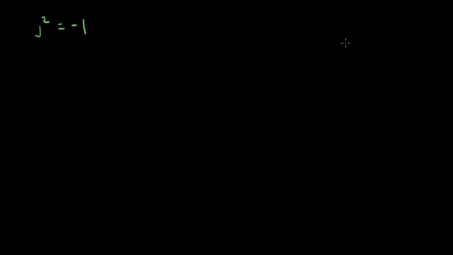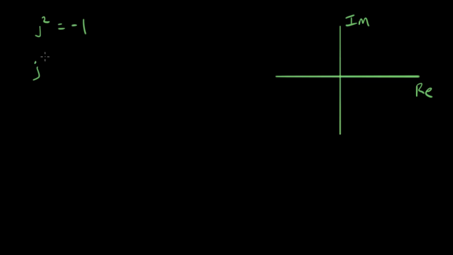And I'm going to plot them on the complex plane. So this is the real axis, and this is the imaginary axis. So I'm going to take powers of j. The first one is j to the 0. And anything to the 0 is 1. So j to the 0 is 1. If we plot that, here's 1, and there's no imaginary part.